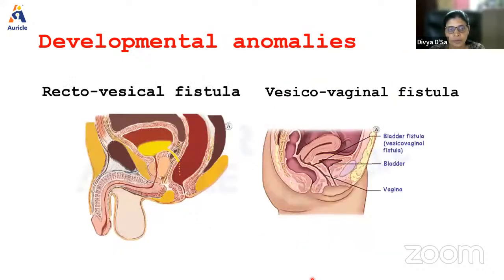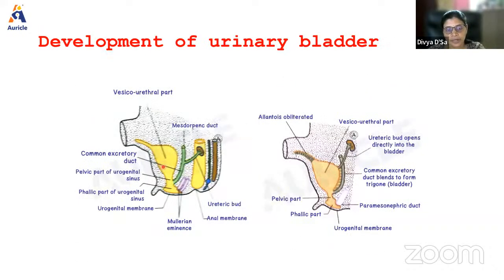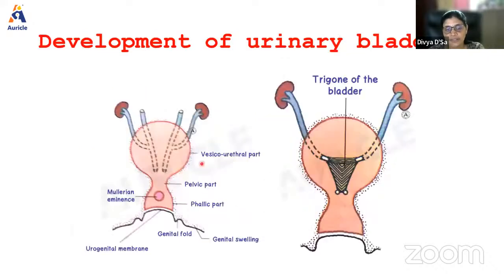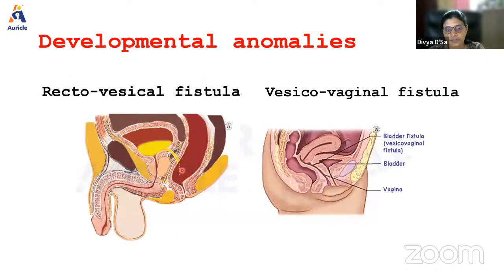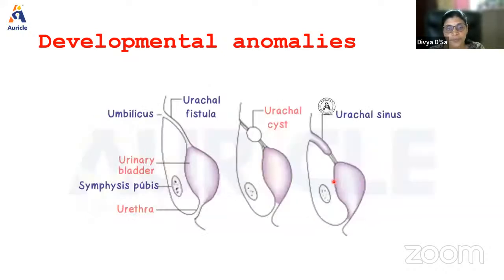Developmental anomalies include rectovesical fistula. If the rectal portion and the vesical portion do not separate properly by the formation of the septum, it results in a fistula, so urine may go to the rectum and come out. Or vesico-vaginal fistula, where the bladder communicates with the vagina. Rectovesical we see in males, and vesico-vaginal in females.